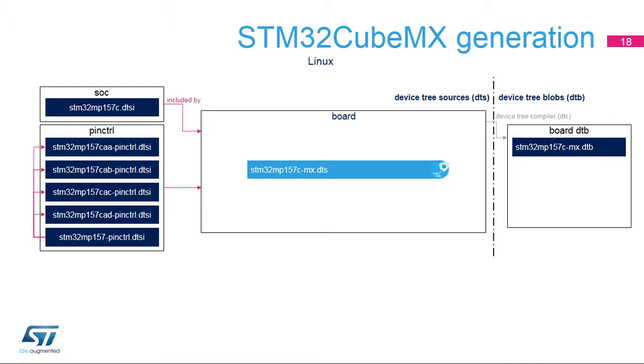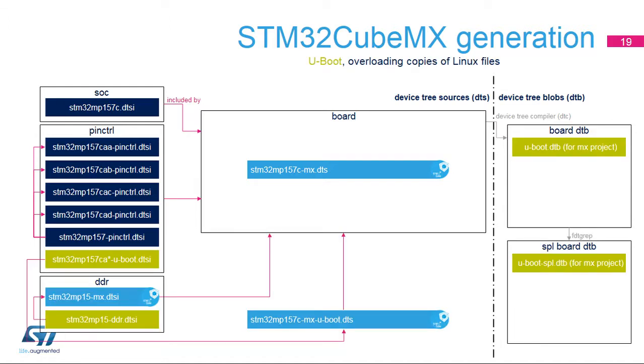Notice that STM32CubeMX only generates the board file for Linux that includes the SOC file on one side and the pin CTRL file corresponding to the selected package on the other side. STM32CubeMX does a copy of the Linux DTS file for U-Boot and completes it with two new files, one file for the DDR configuration and one file for U-Boot add-ons that mainly consist of the use of U-Boot DM SPL and U-Boot DM pre-relock properties whenever needed. This approach is very close to the development process used for the uploaded versions of the device tree files.